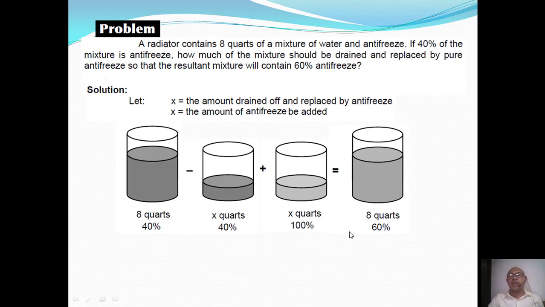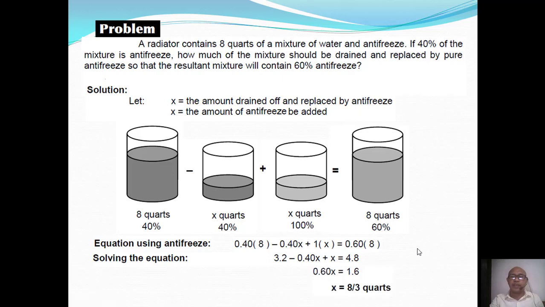So using the amount of the antifreeze and following our principle, that is the amount of antifreeze here, minus the amount of antifreeze contained in the drained part, plus pure antifreeze, is equal to the amount of antifreeze in the resulting mixture. So 0.4 of 8 minus 0.4 of x plus 1x equal to 0.6 of 8. And from this, we can solve for x, and that is equal to 8/3 quarts.